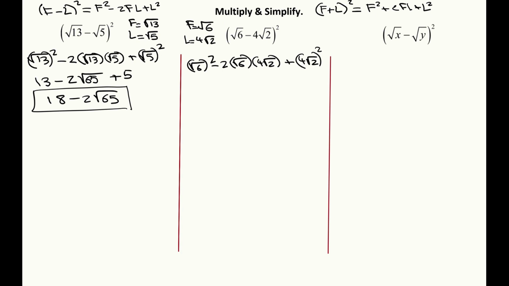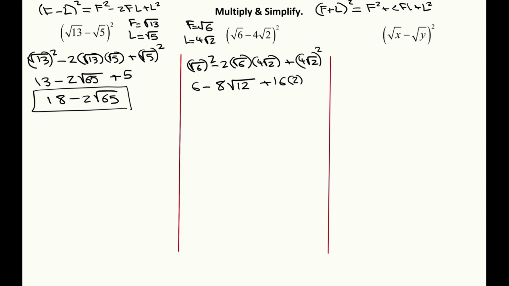So we get square root of 6 squared is just 6, minus, there's no perfect square inside 6 or 2. We can go ahead and multiply those, and the 2 and the 4 can be multiplied as well to give us 8 radical 12, plus 16 times square root of 2 squared, which is 2.